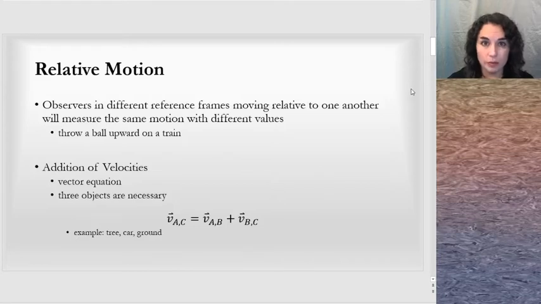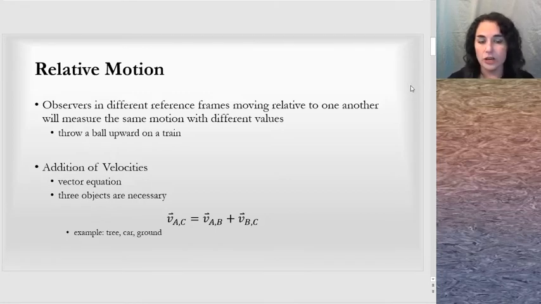What we see with reference frames is that observers in different reference frames moving relative to one another will measure the same event differently, because they're in two different reference frames. This is what we call relative motion. The strategy for formalizing this will be vector addition. It's just addition of velocities.